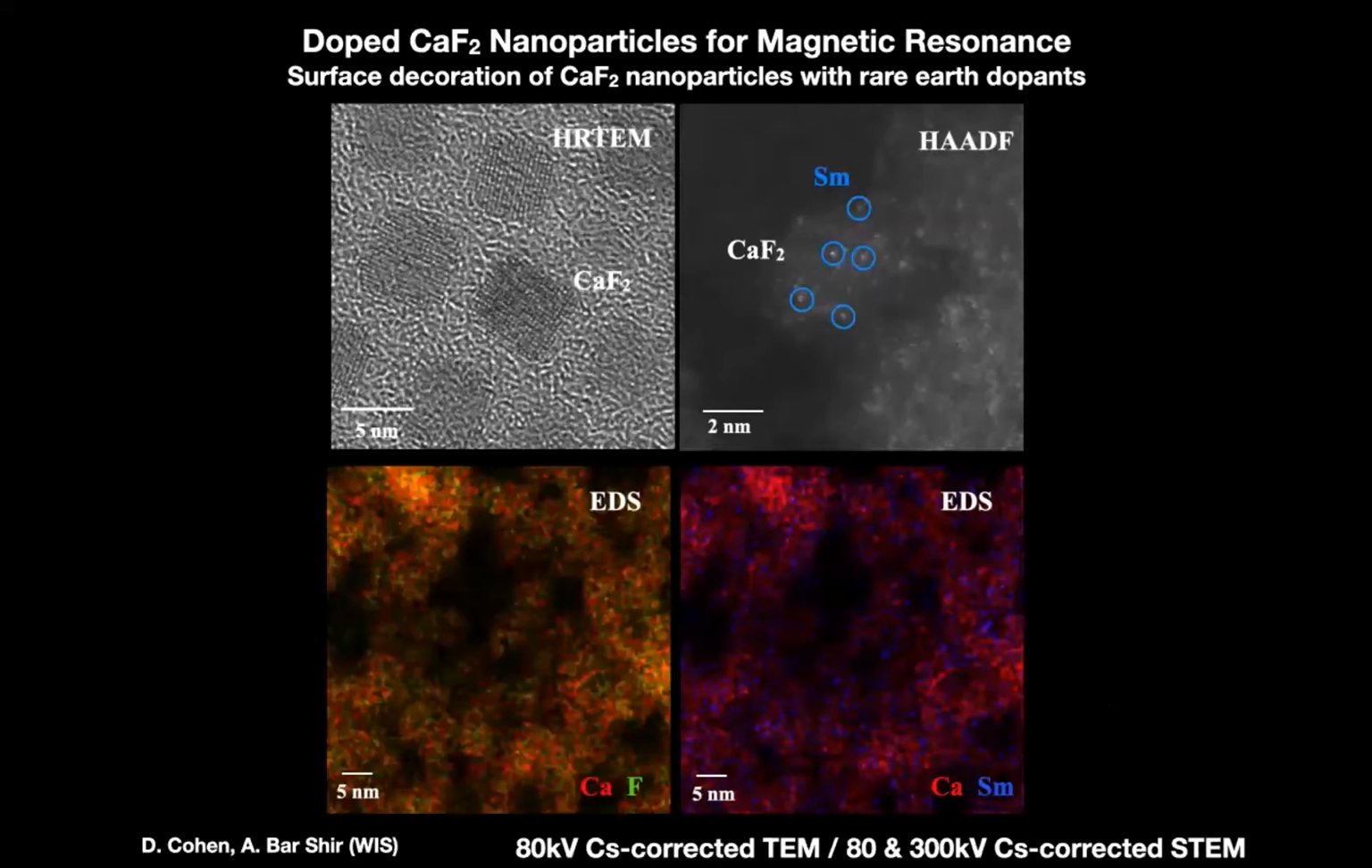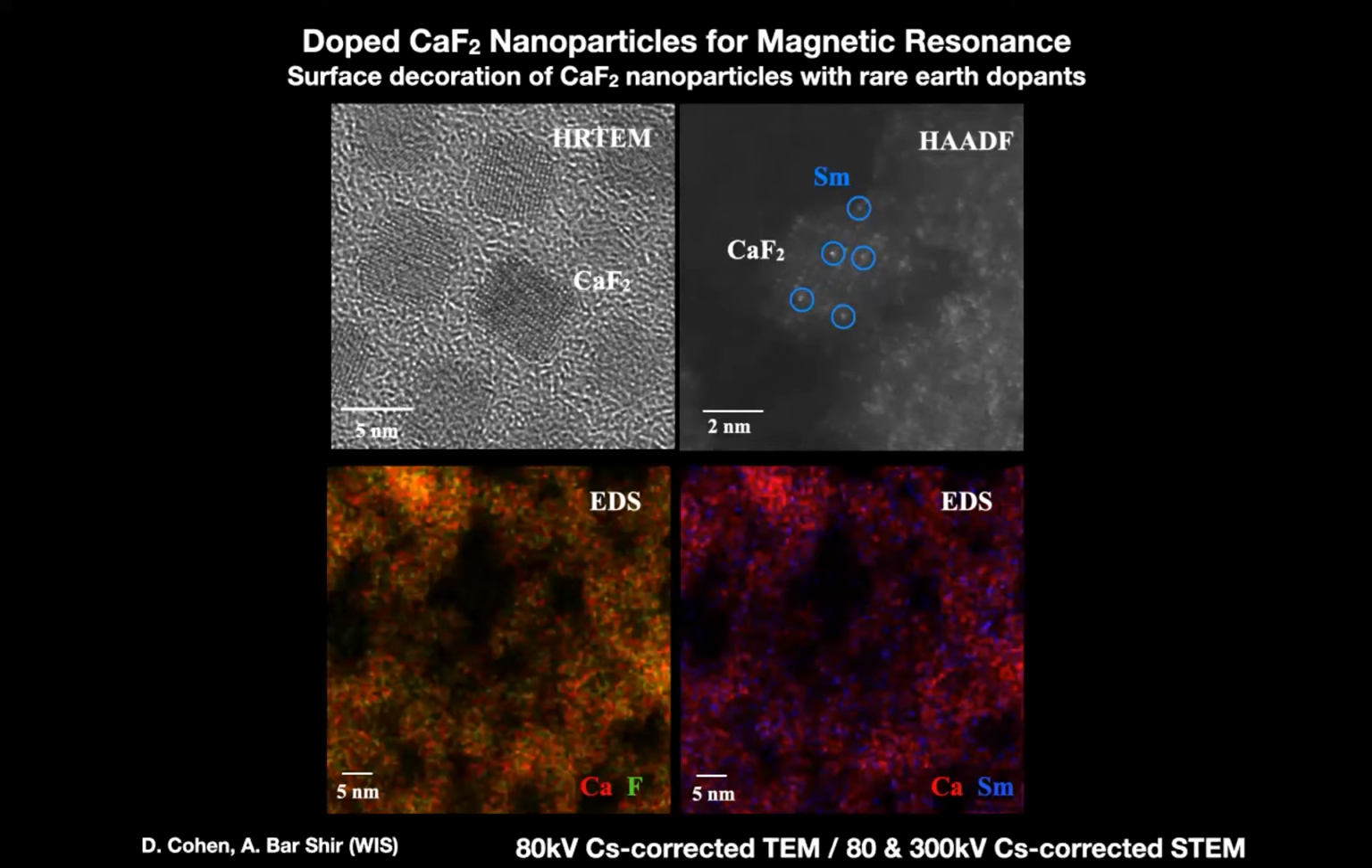Another example here is of calcium fluoride nanoparticles that are used in NMR, in vivo NMR studies. So these fluorides have the fluorine as the NMR marker. And in order to enhance the fluorine signal for NMR, these particles are doped with samarium. And in the TEM image, you don't really see the samarium doping, but you see it very nicely here in the high angle annular dark field image, which catches the large angle Rutherford scattering of the heavy samarium atoms, and they light up like stars in the dark night sky.